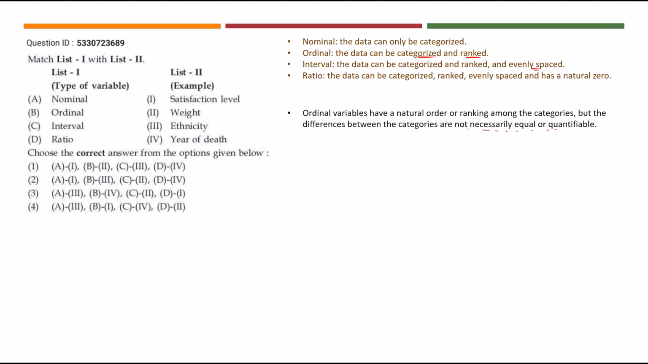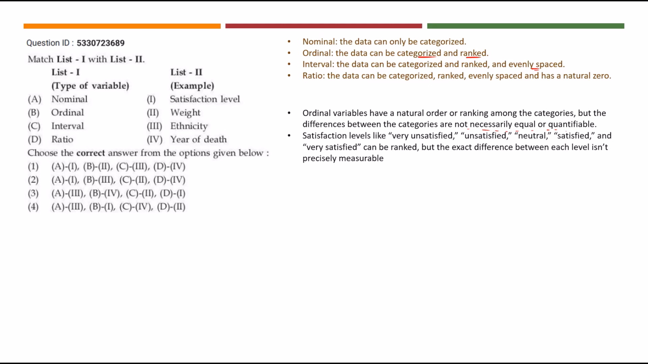What can be taken for ordinal variables? Satisfaction levels like very unsatisfied, unsatisfied, neutral, satisfied and very satisfied can be ranked. But the exact difference between each level is not precisely measurable. So from this what you can conclude? Satisfaction level is an example of an ordinal variable. B will be mapping to 1. B1 is available only in one option.